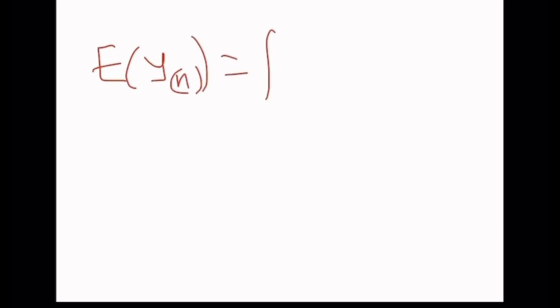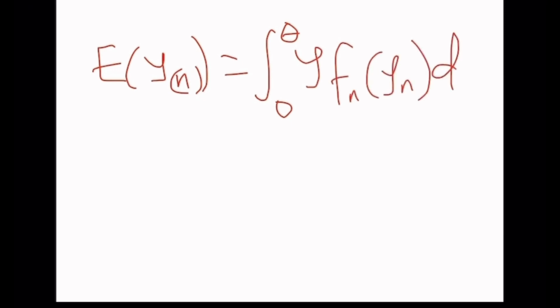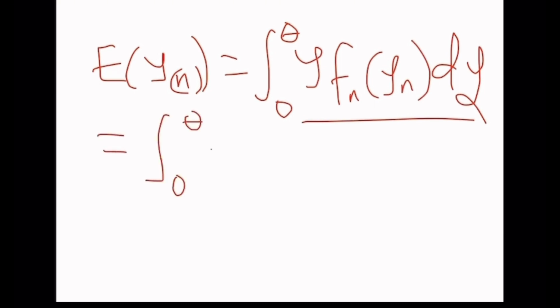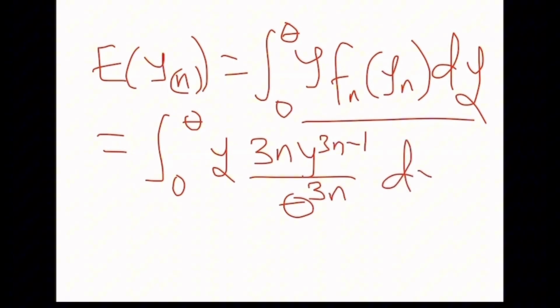Don't forget, I'm going to use the state space from 0 to theta, and y times the maximum order statistic distribution. So 0 to theta now, y. What I derived the other time, I'm going to plug that in: 3n y raised to power 3n 1 divided by theta raised to power 3n, dy. Now I want to integrate with respect to y.